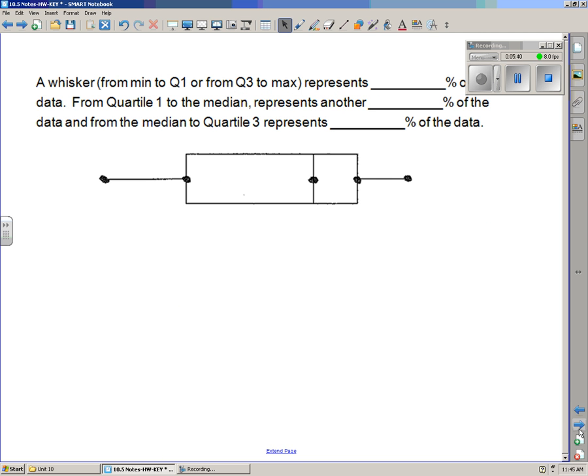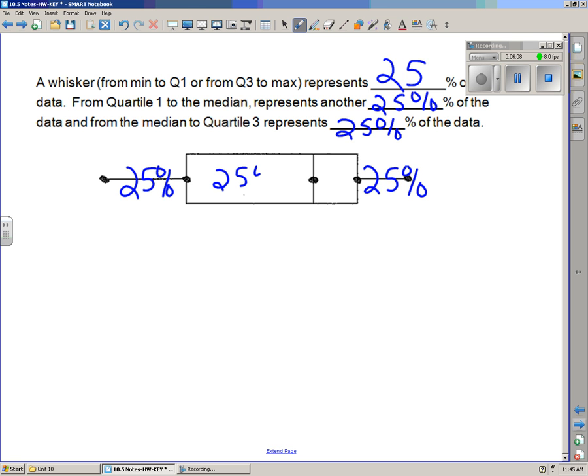That's where this thing comes from. A whisker from the minimum to quartile 1 or from the quartile 3 to the max represents 25% of your data. So this is 25% of the data within this range. This is 25% of the data within that range. All of these things are 25%. From Q1 to the median, that's another 25% of the data. And then from median to Q3, that's another 25% of the data. So even though it might look like there's less numbers in some of those 25% quartiles, they're not. They're the exact same amount of numbers. It's just the range of those numbers are different.